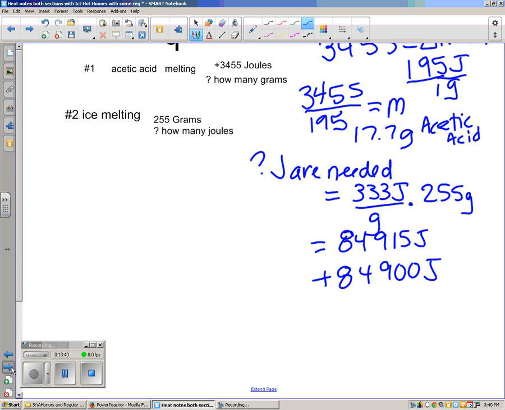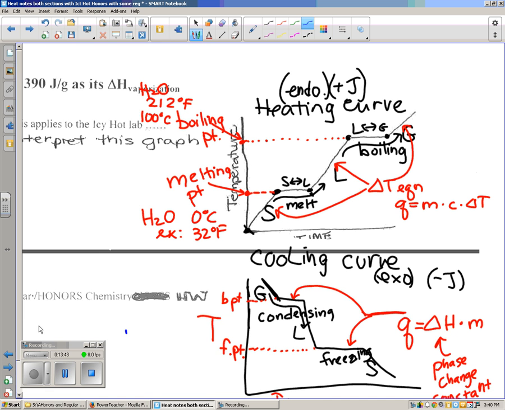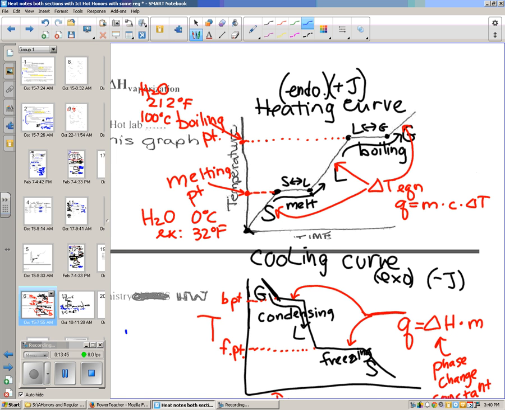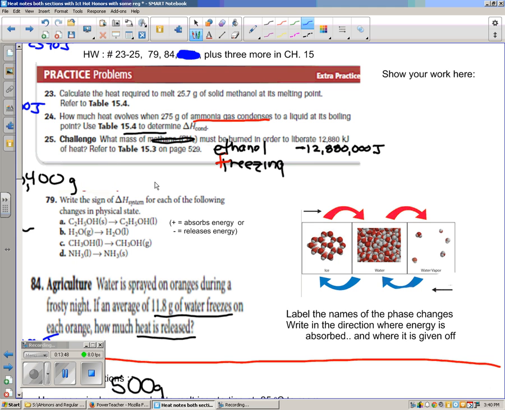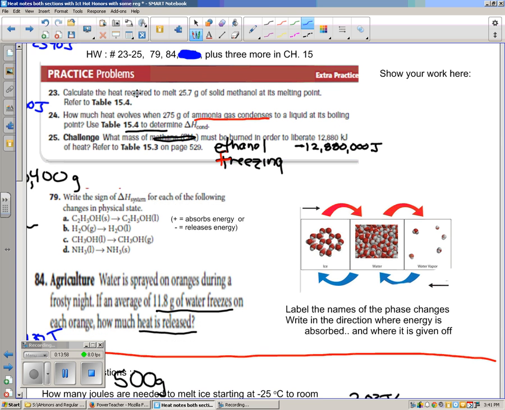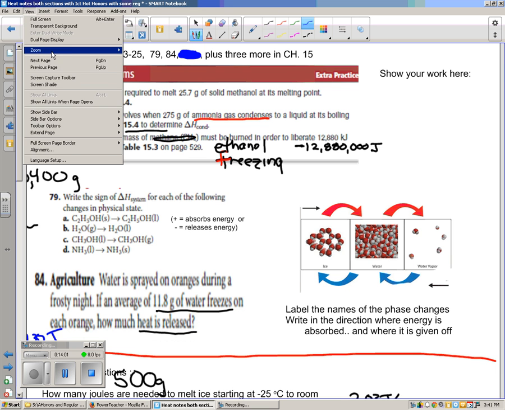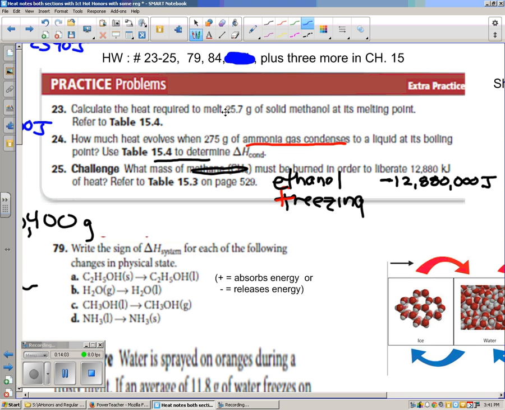And as you go through the homework, it's going to be on the pages that we have for your homework, which is right on this slide here. You guys have this copy, and I want to make sure you can read the numbers. I can view it a little bit bigger for you here. Okay, we have 25.7 grams. This is of methanol at its melting point. You got to calculate the heat. So you're going to use methanol melting with 25.7 grams.